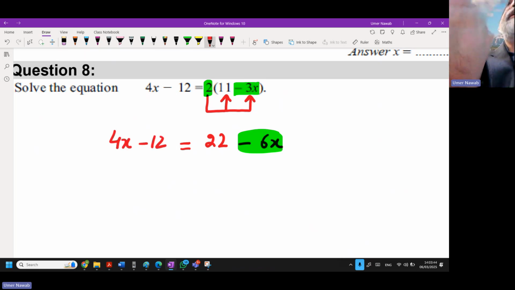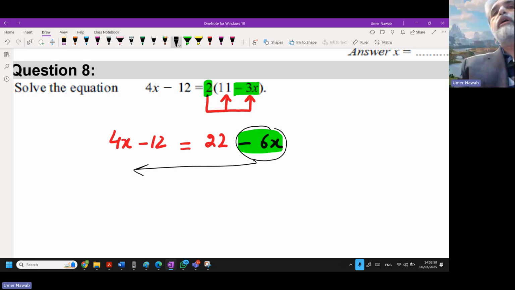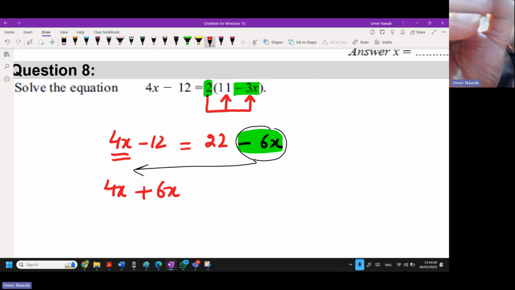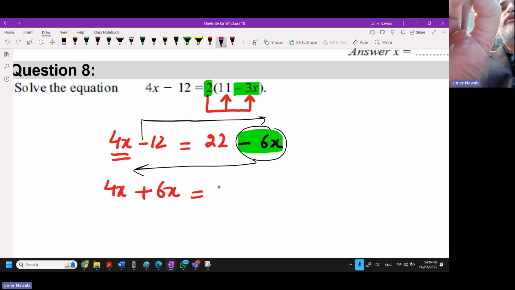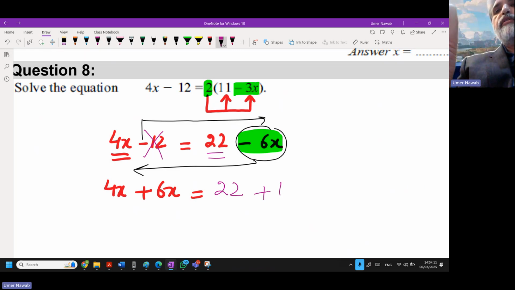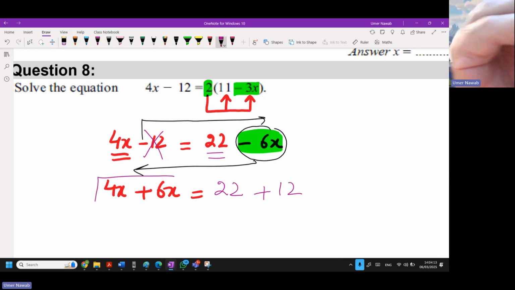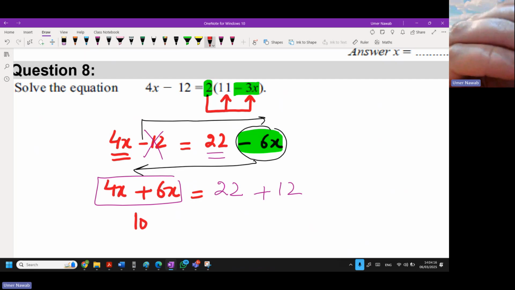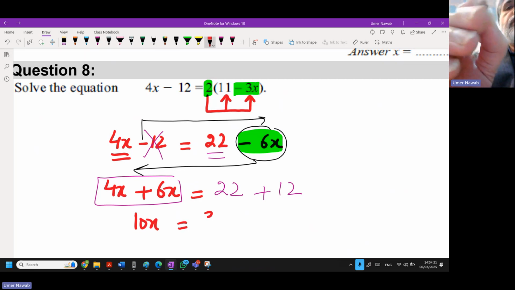Now make the readjustment. The smart decision tells you that negative 6x should go to the left hand side, because when negative 6x goes to the left hand side, it becomes positive 6x. Already I have here 4x, so 4x plus 6x will make the subject term positive. At the same time, minus 12 will be shifted to the right. So 22 is already there. So I'm going to write 22. Instead of minus 12, I will write on the right side plus 12. Now 4x plus 6x is going to give you 10x. And then after that, 22 plus 12 is going to give you 34.